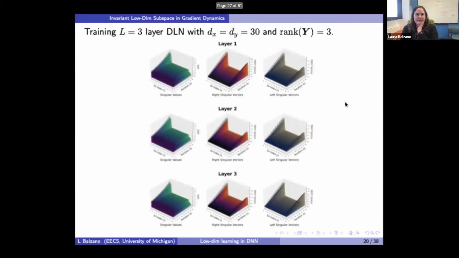All right, earlier, the plot that I showed, I just want to remind you. This was what inspired John to look into the theory of this invariant subspace. It was a 3-layer network, a deep linear network, with dx, dy, and the middle layers all of size 30. And the rank of the target Y was 3. I showed earlier the singular vectors for layer 1, but you can see it's very similar in all 3 layers of this trained network. All right, so what can we say about this?